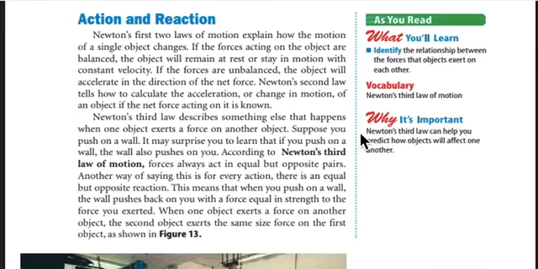According to Newton's third law of motion, forces always act in equal but opposite pairs. Another way of saying this is, for every action there's an equal and opposite reaction. This means that when you push on a wall, the wall pushes back on you with a force equal in strength to the force you did.